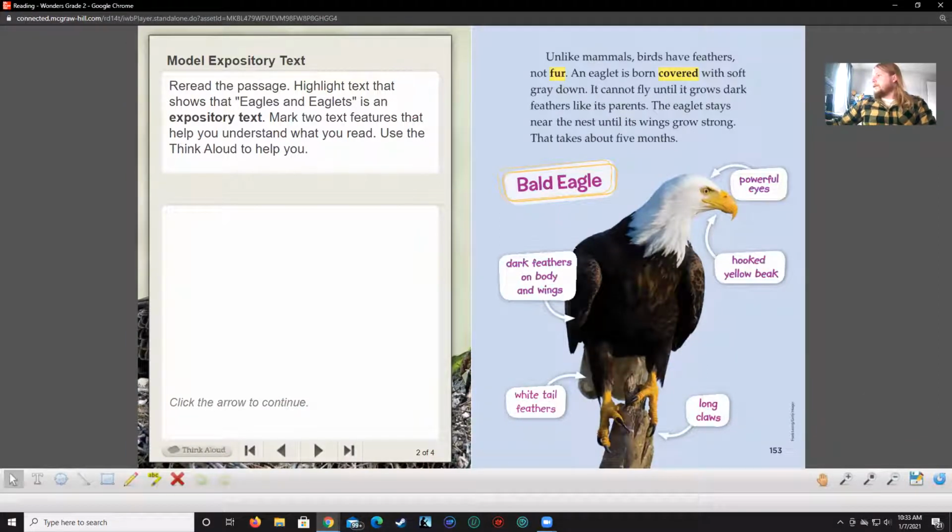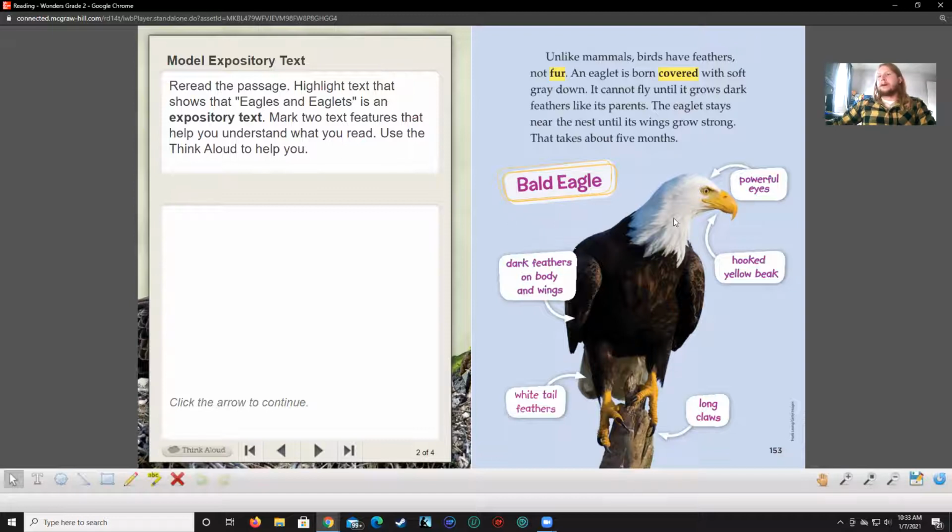So I'm going to read page 153 of Eagles and Eaglets, and we're going to talk about why it's an expository text. Unlike mammals, birds have feathers, not fur. An eaglet is born covered with soft gray down. Down is a type of fur. It cannot fly until it grows dark feathers like its parents. The eaglet stays near the nest until its wings grow strong. That takes about 5 months.